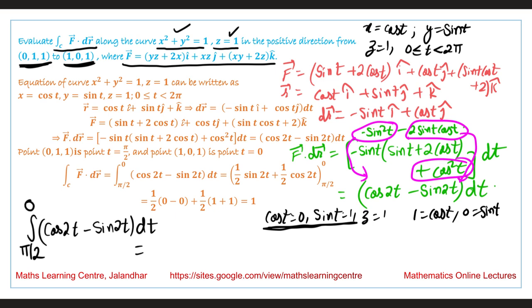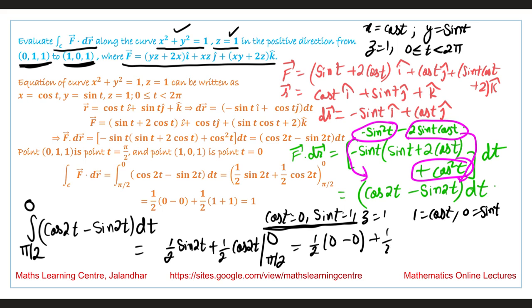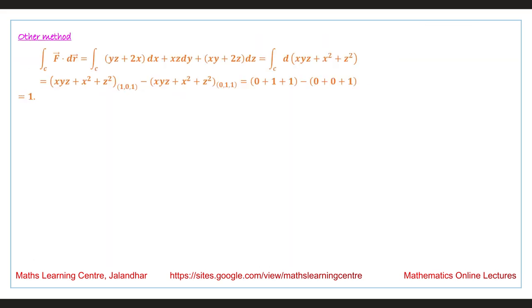So on integrating, we obtain 1/2 sin 2t plus 1/2 cos 2t, and the limits are varying from pi/2 to 0. So the answer we are writing: when you substitute the upper limit, you get 1/2 into 0 minus 0 plus 1/2 into 1 plus 1, that is equal to 1.